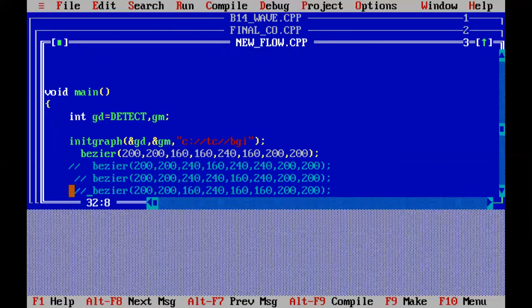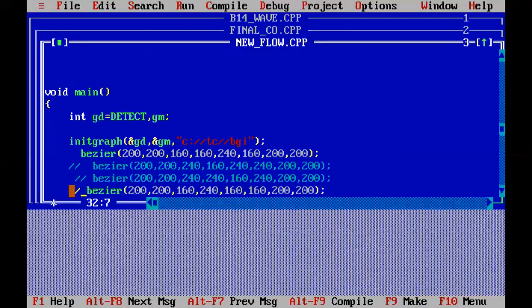It is F2 and F9 and control F9. So this is your first petal, the control point we are considering, the same control point for start and end, that is 200, 200. And this is your first petal.